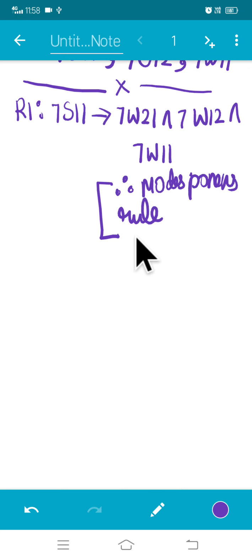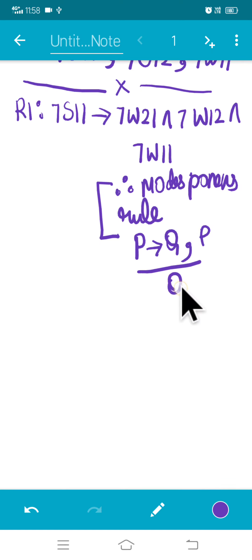Which indicates that if P implies Q, and given that P is true, then we can say that Q is also true. Okay, so this is the rule, we call it the modus ponens rule. Applying this rule only we are going to derive this one. Okay, we are going to prove this by resolution proof. So for that we will take the first equation.